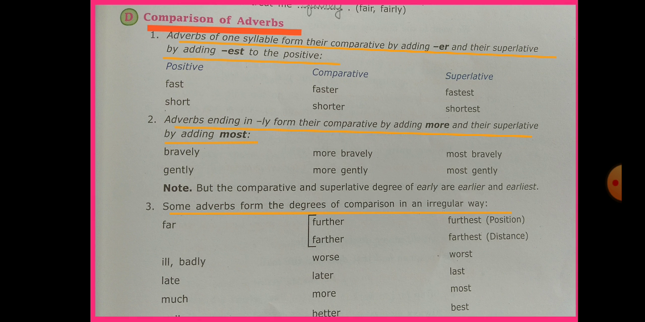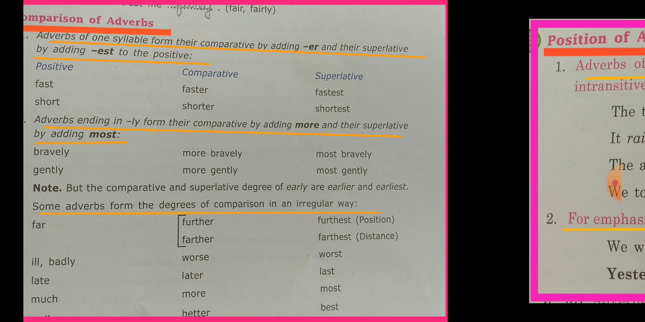Now third point, some adverbs form the degrees of comparison in an irregular way, meaning there is not a proper rule for them, like far, farther, farthest. Here far is used for distance, but if we are using far for position, then further, furthest. Late, later, last, much, more, most. So it is an irregular way of forming comparative and superlative degree of such adverbs.